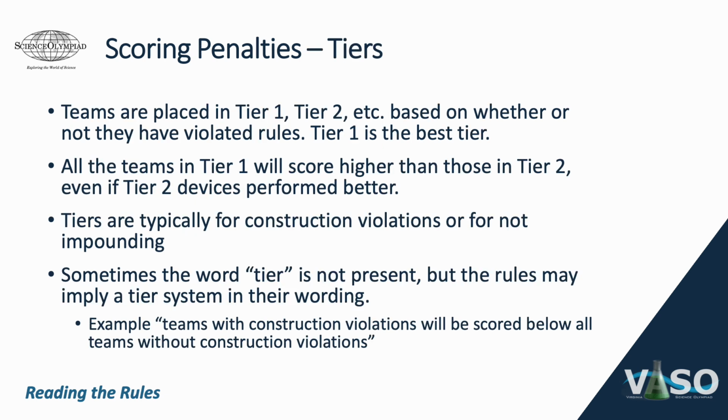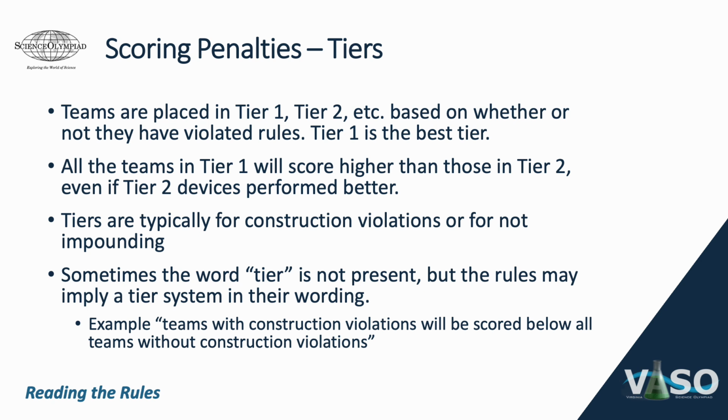A final penalty word you might see in that section is the word tier. Now, if it is an event that has tiers as penalties, all the teams that participate are placed in a tier. So placed in tier 1, tier 2, etc., based on whether or not they have violated any of the rules. Tier 1 is the best tier. That's the clean tier, where there are no penalties or no violations. Now, what happens with tiers is that all the teams in Tier 1 will score higher than those in Tier 2, even if the Tier 2 devices perform better. So you can see the importance of being in Tier 1. Tiers are typically for construction violations or for not impounding.